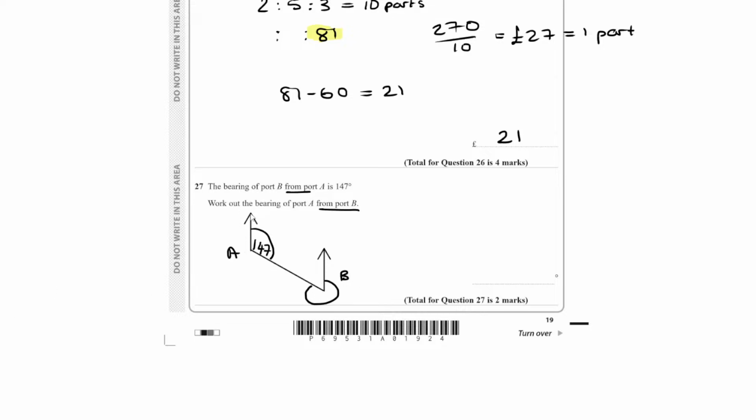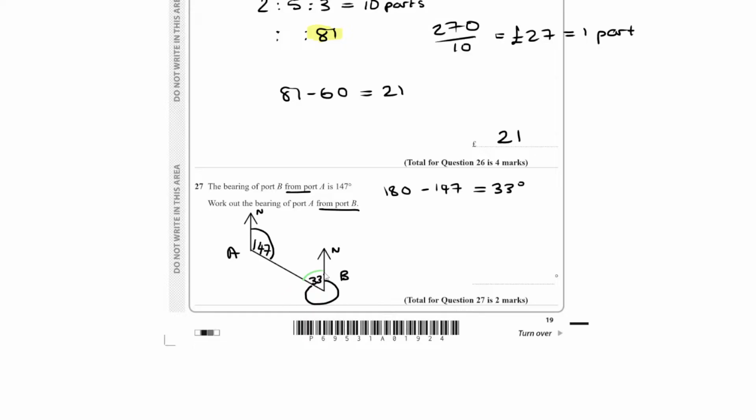Now, because the north lines are parallel, obviously north faces the same direction, we can use parallel lines. So you can work out co-interior angles. So yes, to work out that green one, I would do 180 minus 147, which gives me 33. This is 33, but that's not the bearing.